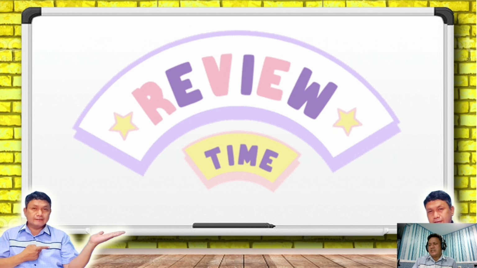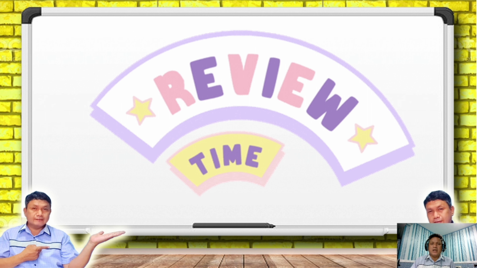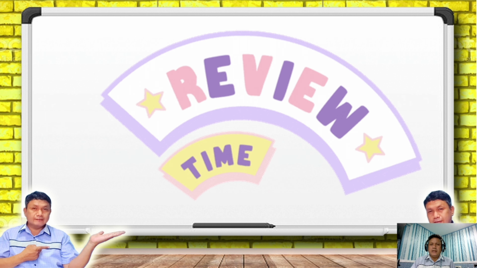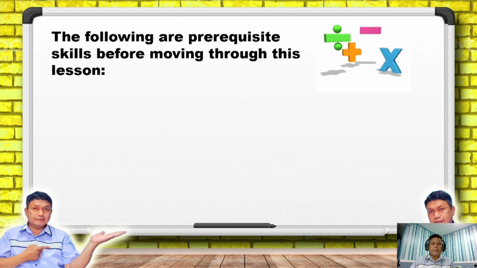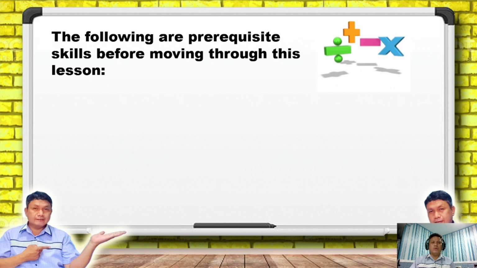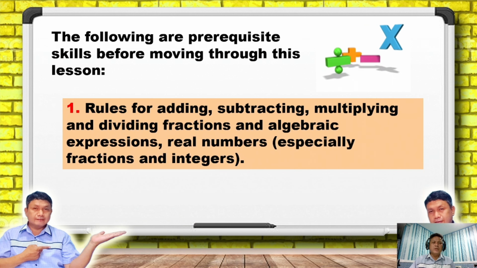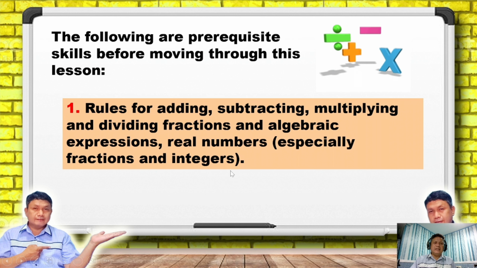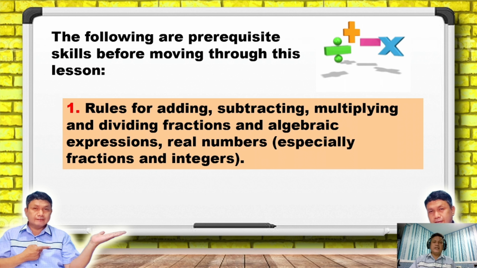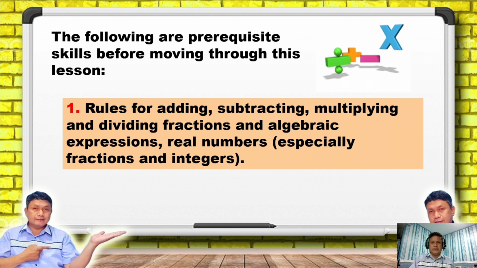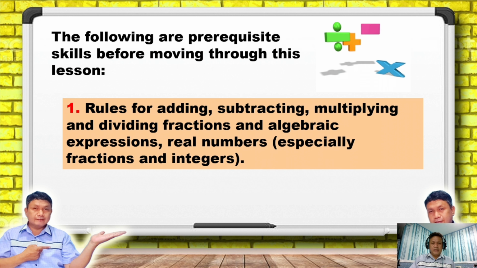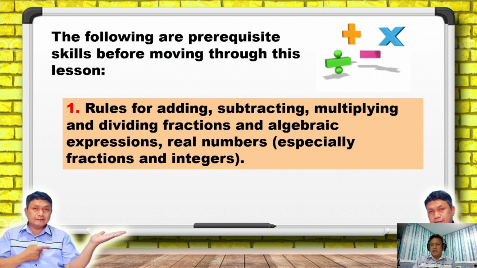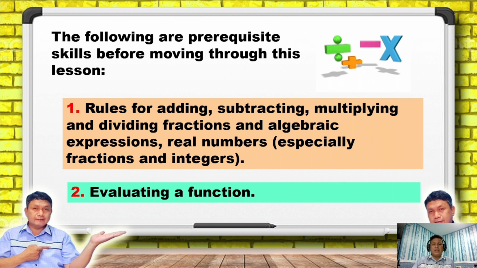To begin with, let's have a short review regarding our previous lesson. Let's have a short recap in dealing with the operation on polynomials. The following are prerequisite skills before moving through this lesson. The first one, you need to have the idea in dealing with the rules for adding, subtracting, multiplying, and dividing fractions and algebraic expressions, real numbers, especially fractions and integers. And lastly, how to evaluate a function. So yan po yung isa sa mga prerequisite na kailangan po natin.